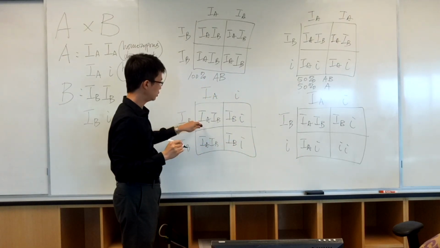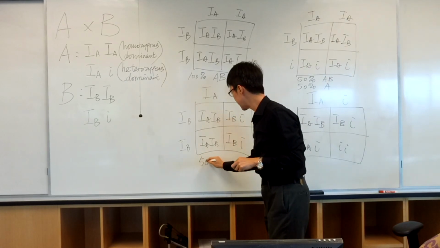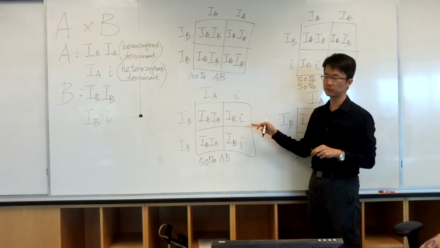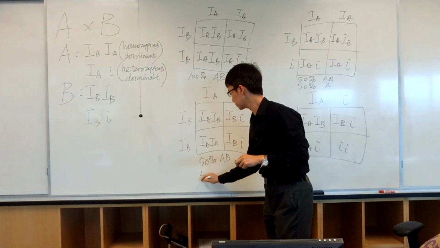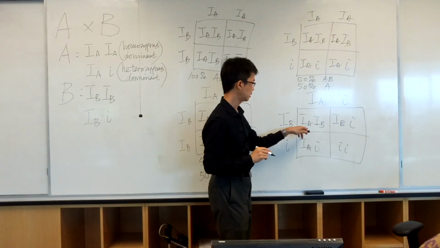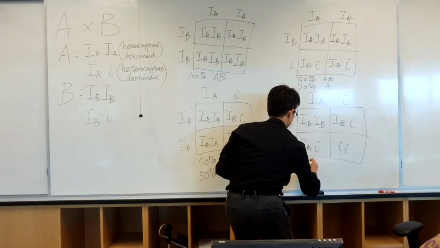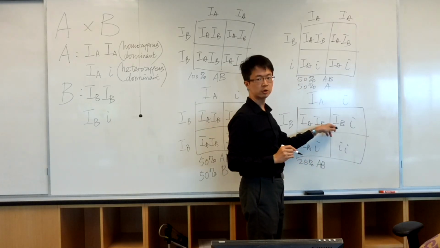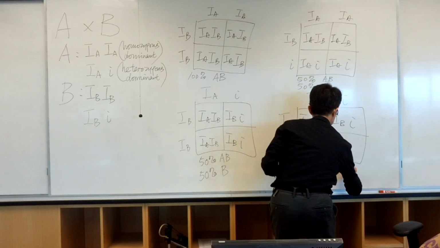Now let's take a look here. 2 out of 4 cases will be IA IB. So 50% of the children will be AB blood. And then 2 out of 4 cases will be IB small i. That is the heterozygous dominant for type B blood. Therefore, 50% will be B. In here, 1 out of 4 children will be IA IB. So 25% will be AB. And then 1 out of 4 will be heterozygous dominant of type B blood. Therefore, 25% will be B.